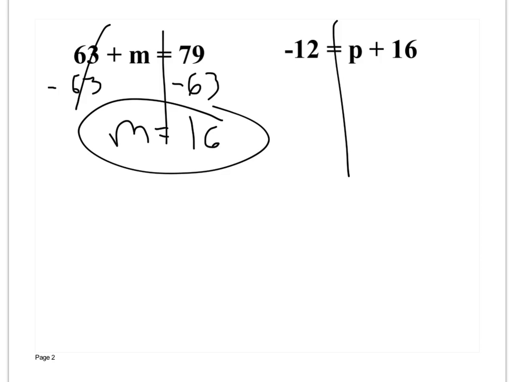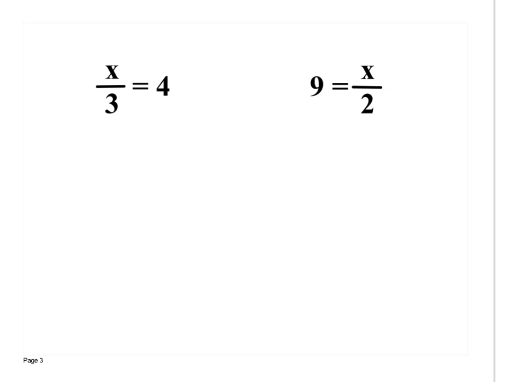Same thing over here. P plus 16 is equal to negative 12. So I subtract 16 from both sides to figure out what P is. Negative 12 minus 16 is negative 28. P is negative 28. That was adding and subtracting one-step equations. Now we're going to do multiply and divide.